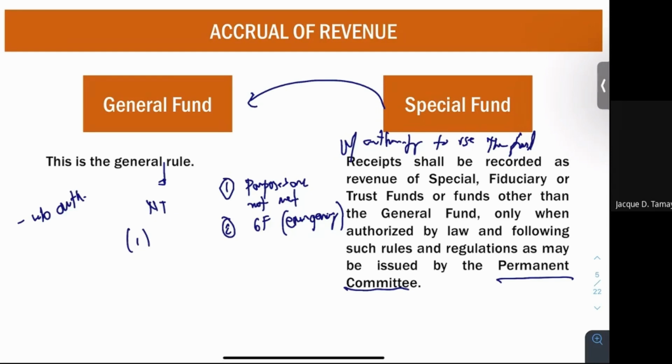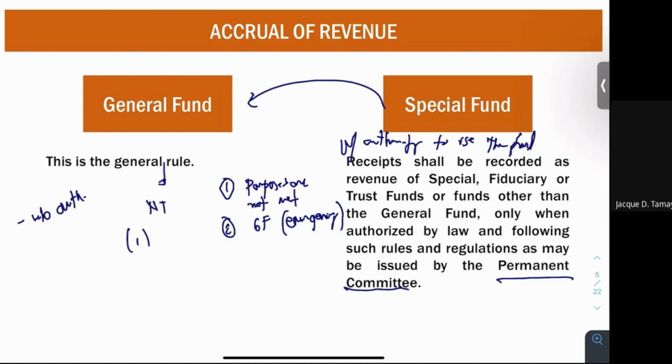So when I talk about general fund, that is the amount of revenues or receipts of the entity which is without authority to use. Therefore, it must be remitted to your national treasury. However, if that is a special fund, it is the revenues of the entity which is with authority to use, subject to the permanent committee. And when we say authority to use, that authority to use is for a specific purpose.